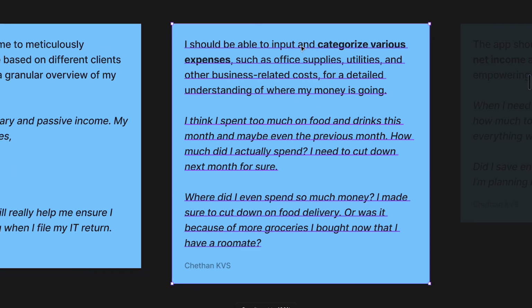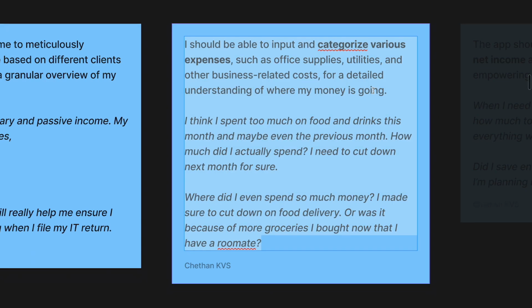The next thing would be I should be able to input or basically categorize various expenses such as office supplies, for a detailed understanding of where my money is going. How do we make this more understandable, right? So you can come up with a story like, I think I spent too much on food and drinks this month, maybe even the previous month. How much did I actually spend? I think I need to cut down next month for sure, right? So this is something an actual person would say or think about, right? And so this is again coming down to the categorization of various expenses, right? So food and drinks, right?